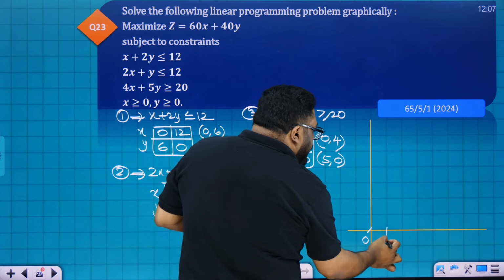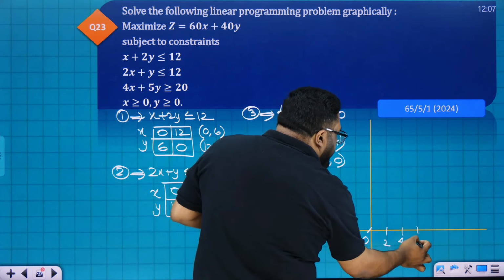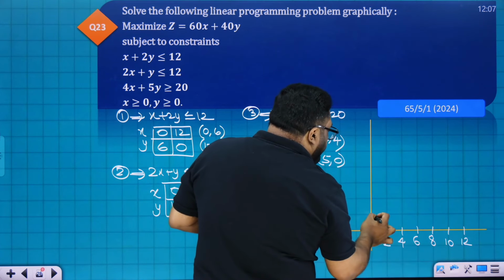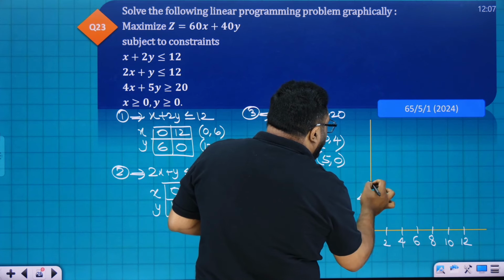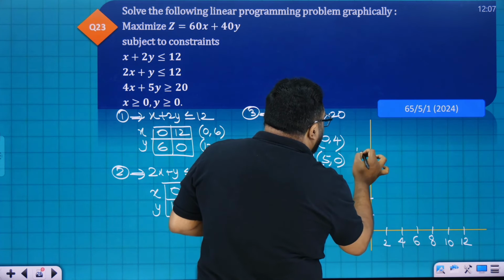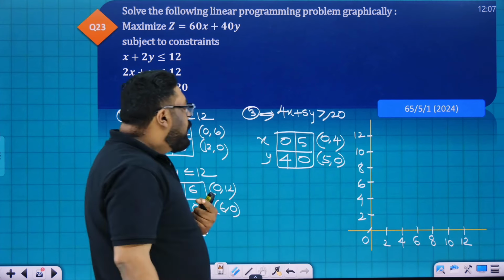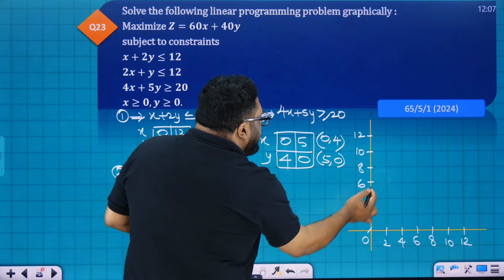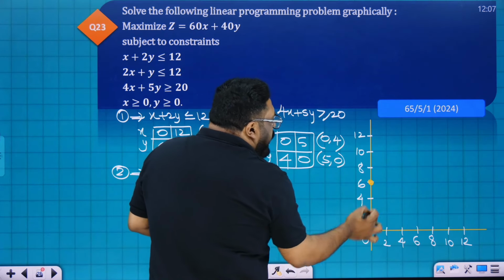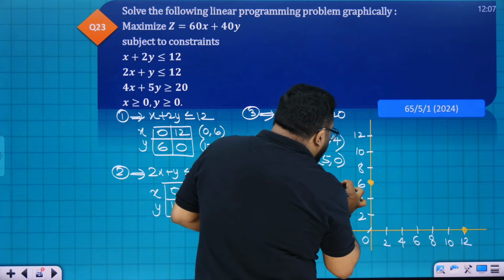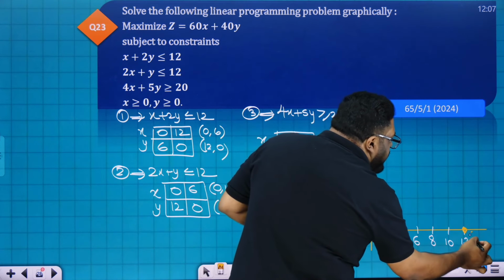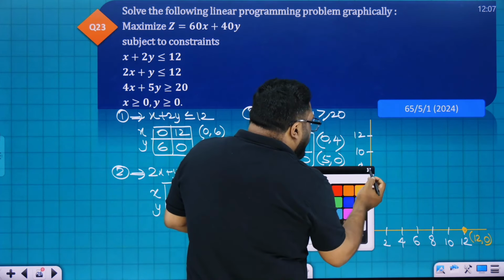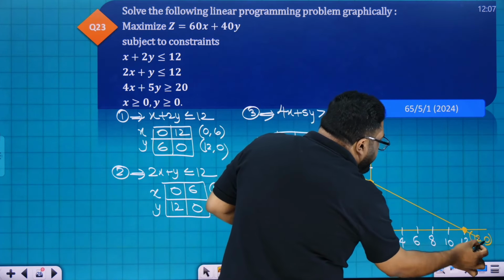Starting from 0, 2, 4, 6, 8, 10, 12. First point starting from (0, 6) to (12, 0). (0, 6), my dears, over here, and (12, 0) over here. So (0, 6), please mark it, and (12, 0). Draw the line for that, all of you. I use this yellow line itself, (0, 6) to (12, 0).